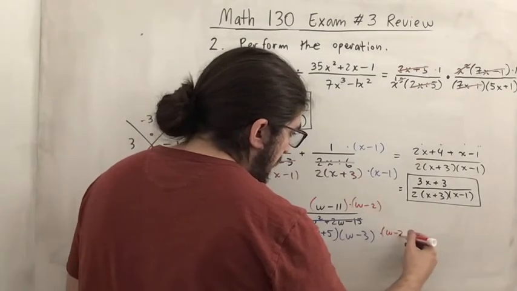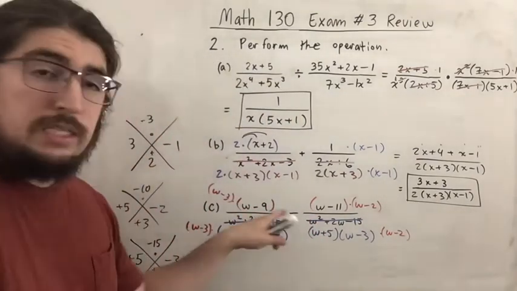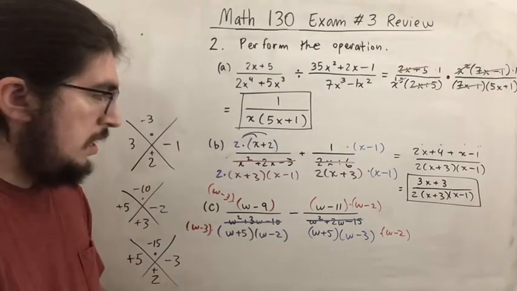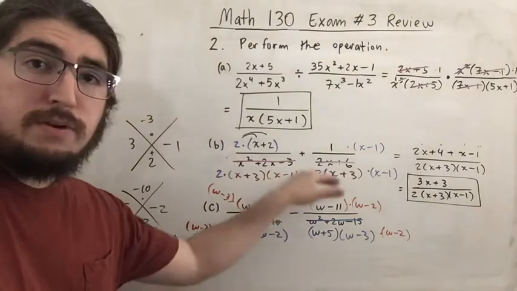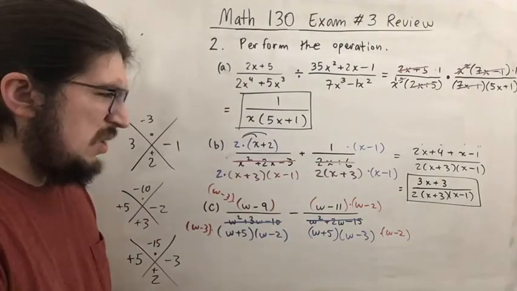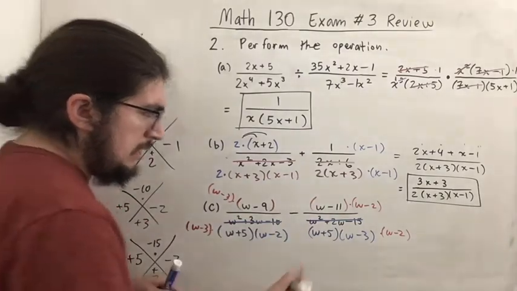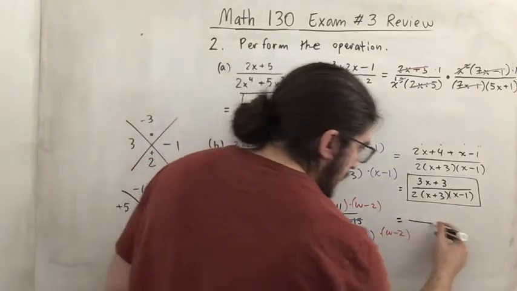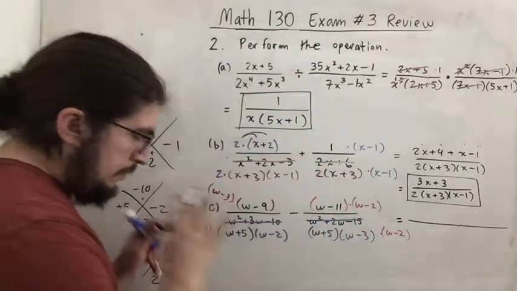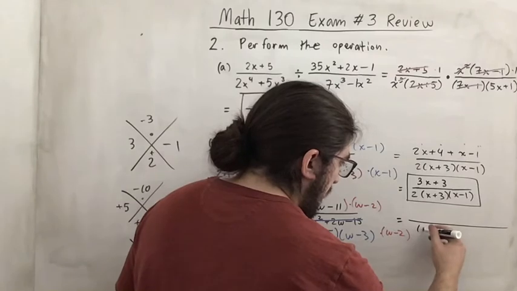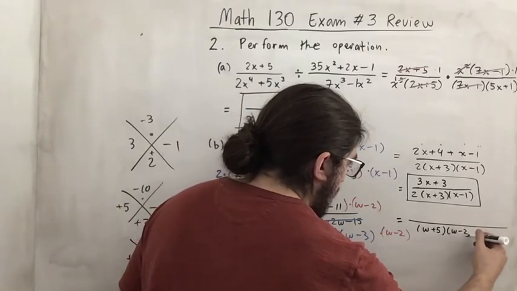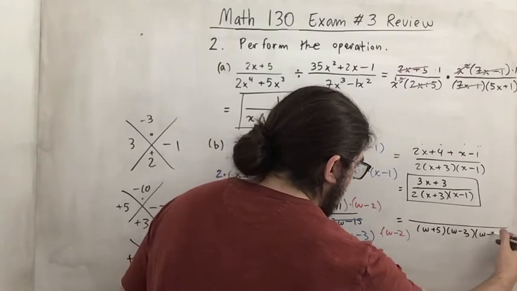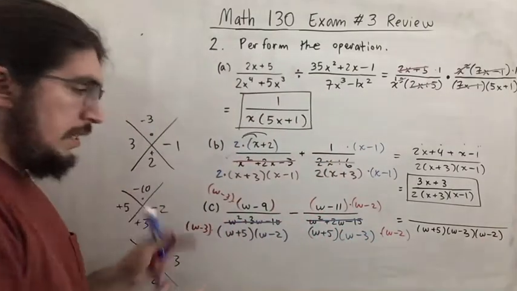Now, it's also very, very important to notice that we have a subtraction here instead of an addition. So whatever this becomes and whatever this becomes, this negative must distribute to the second thing. So I'll actually write that out pretty carefully in the next line here. I'm going to leave the bottom completely factored still. So let's write it like this: w plus 5, w minus 3, and w minus 2. That's what the denominator is as the least common denominator.